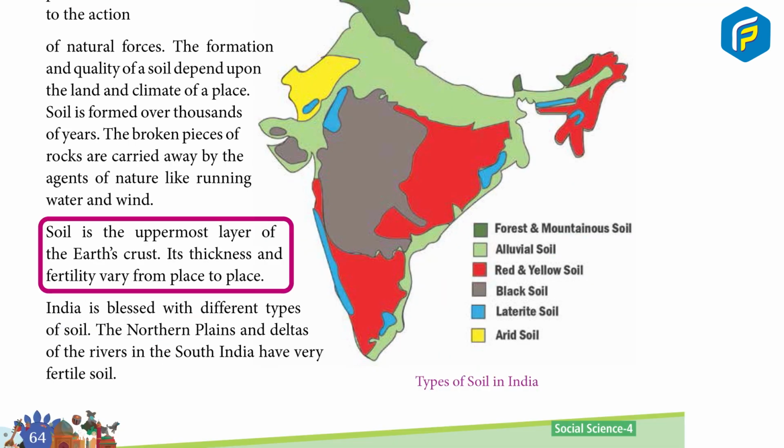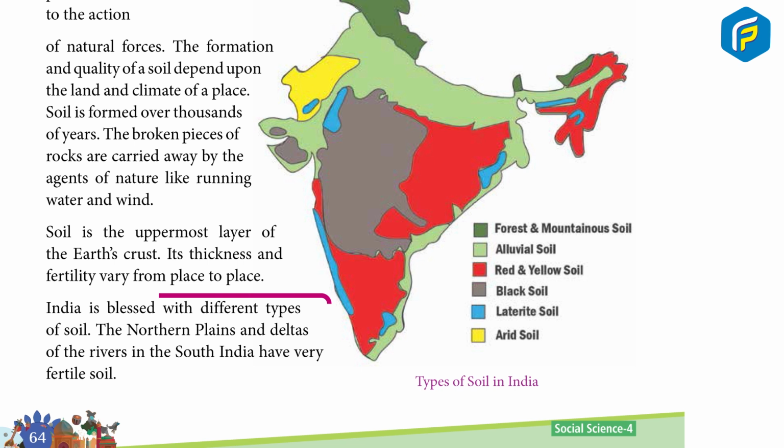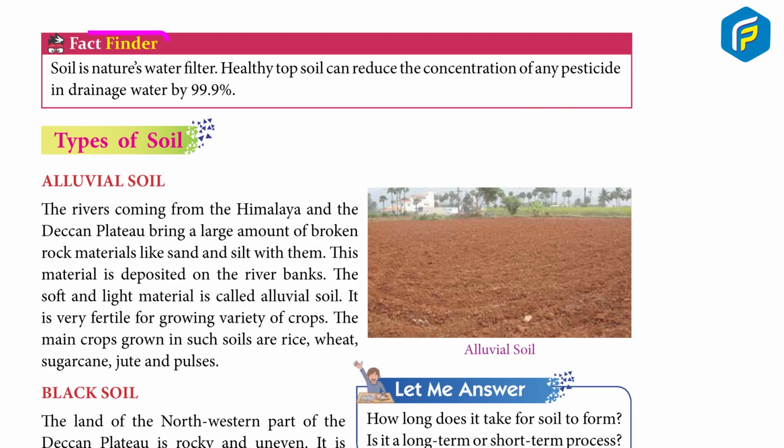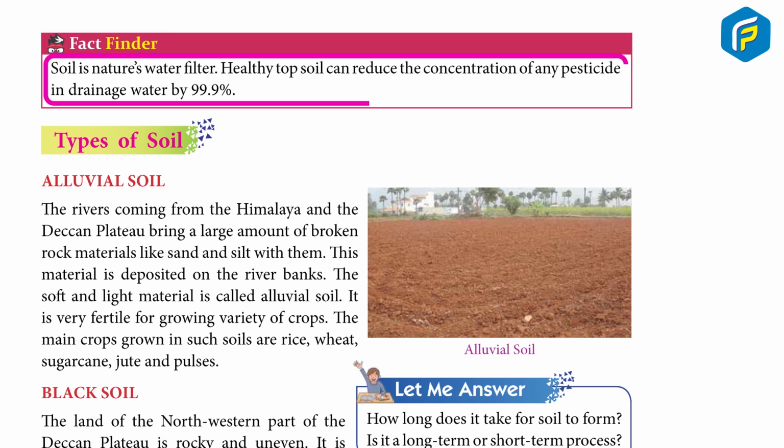Soil is the uppermost layer of the earth's crust. Its thickness and fertility vary from place to place. India is blessed with different types of soil. The northern plains and deltas of the rivers in South India have very fertile soil. Fact Finder. Soil is nature's water filter. Healthy topsoil can reduce the concentration of any pesticide in drainage water by 99.9%.